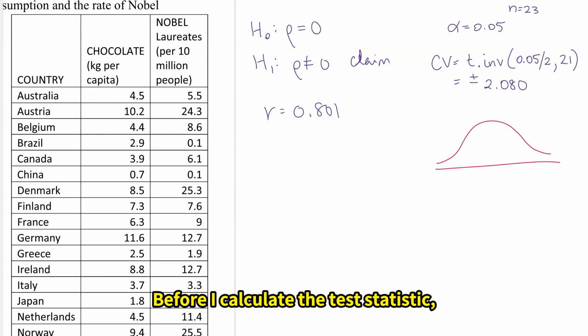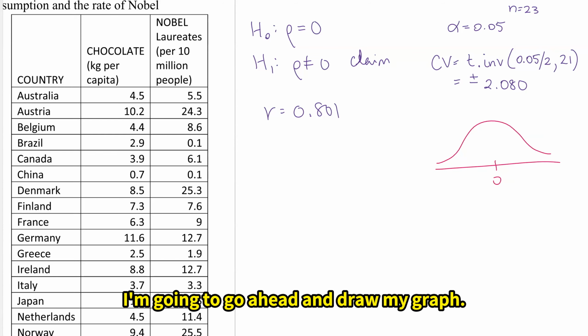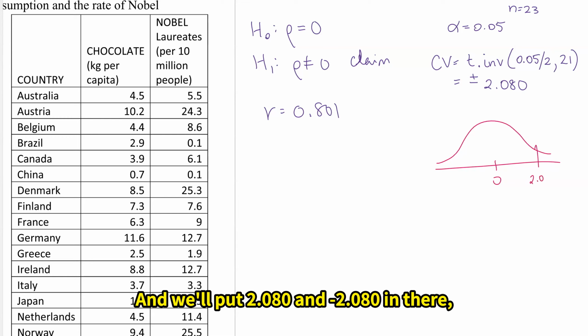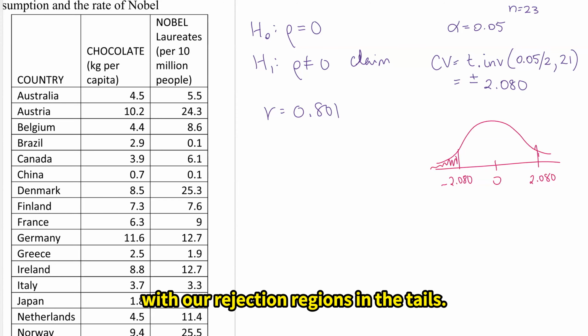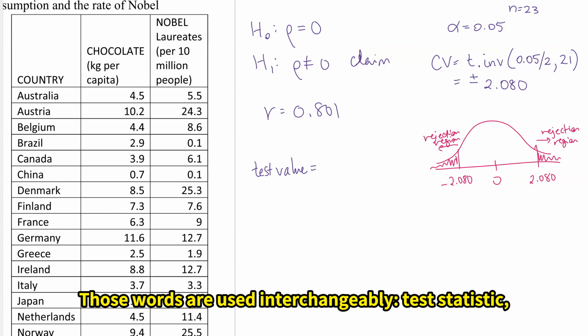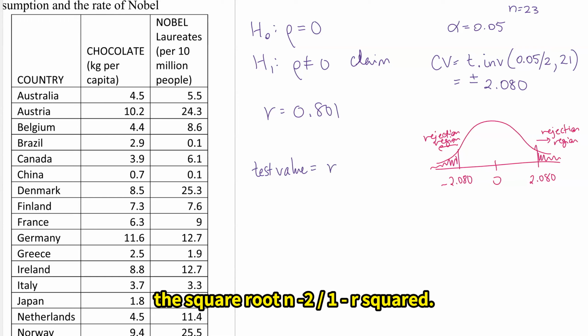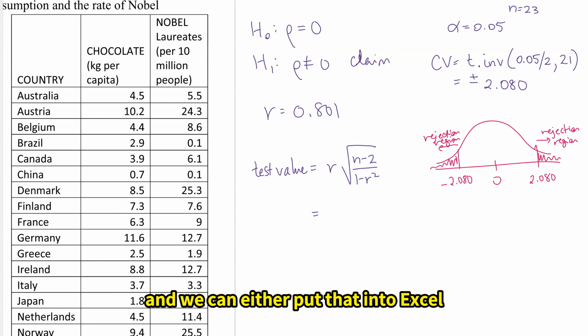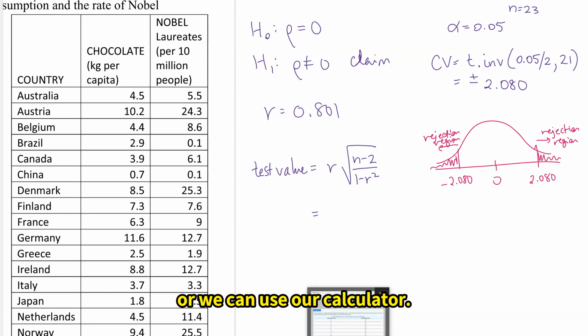Before I calculate the test statistic, I'm going to go ahead and draw my graph, and we'll put 2.080 and negative 2.080 in there with our rejection regions in the tails. And now we need to calculate our test statistic. Our test value. Those words are used interchangeably. Test statistic, test value. Our formula is r times the square root of n minus 2 divided by 1 minus r squared. And we can either put that into Excel or we can use our calculator.